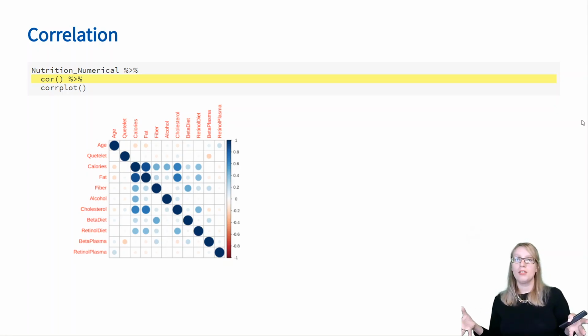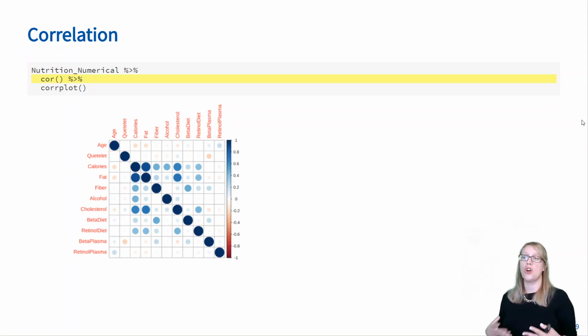We do, however, see strong relationships or strong correlations between variables that we might expect. So variables like calorie content in the diet and fat content in the diet are highly correlated. Calories consumed and cholesterol, fat consumed and cholesterol. Those are sort of expected relationships in nutrition data, and they do, in fact, bear out in this data.